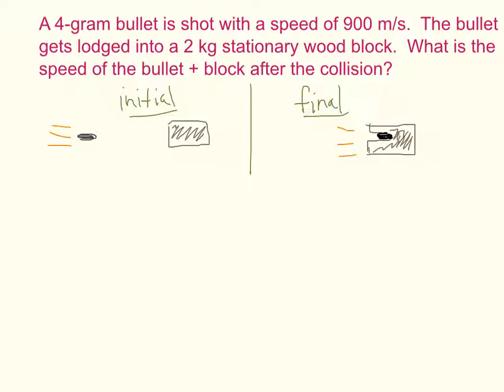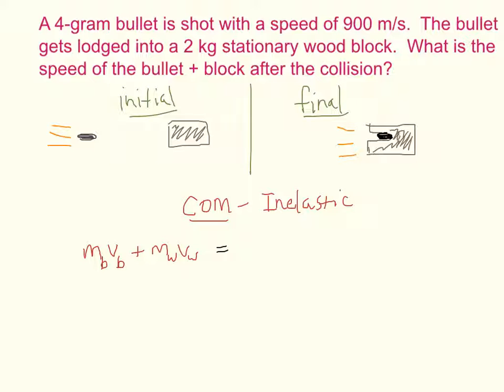So first we have to ask ourselves, what type of collision is this? We have two options, elastic or inelastic. Because the bullet gets lodged into the block, we know that this is going to be an inelastic collision because they stick together and move as one after the fact. This is a conservation of momentum problem, or as I wrote it on here, COM, for an inelastic collision.